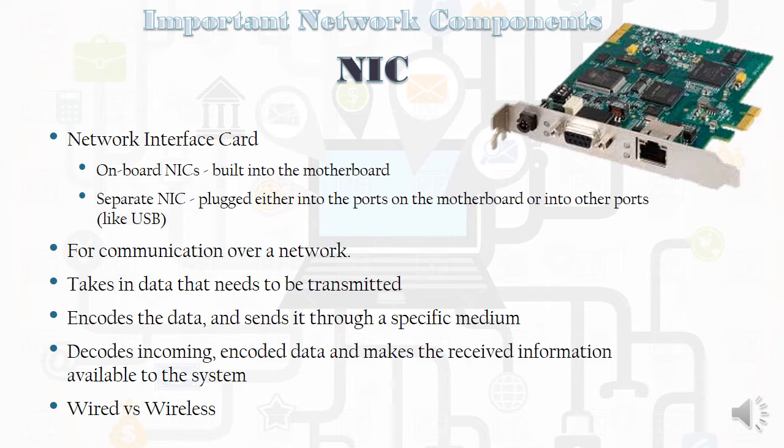A NIC allows you to communicate over a network. So it takes in the data that is to be transmitted, it encodes it, and then sends it through the particular medium, which can be UTP or Wi-Fi and so on. It decodes incoming encoded data, and it makes that received information available to the system or the computer. You get wired NICs versus wireless NICs. You'll see some NICs have a little antenna on them.